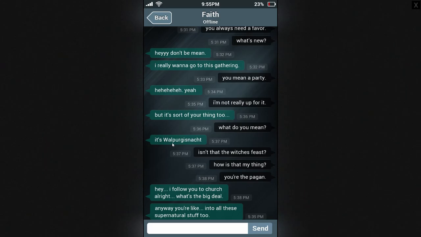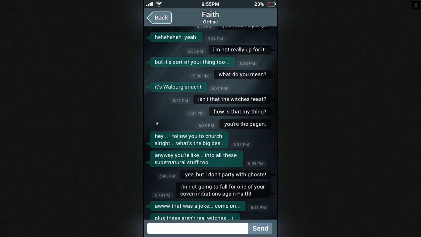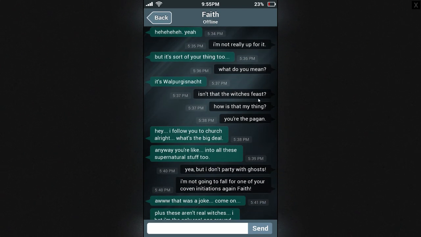Walpurgisnacht. Walpurgisnacht? You know what? Let's just say Walpurgisnacht. Okay, that's how I'll pronounce it, because I have no idea how the hell to pronounce that. Isn't that the witch's feast? Is that my thing? You're the pagan. Oh, how is that my thing? You're the pagan. Hey, I follow you to church, all right?